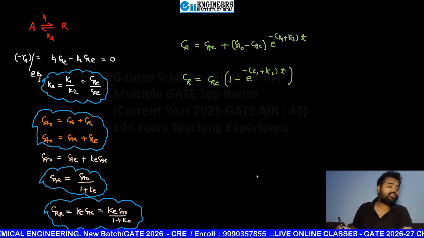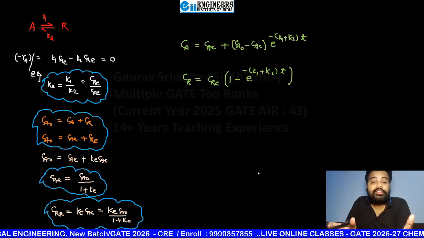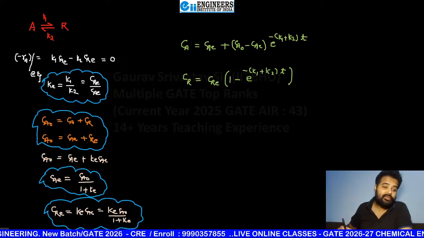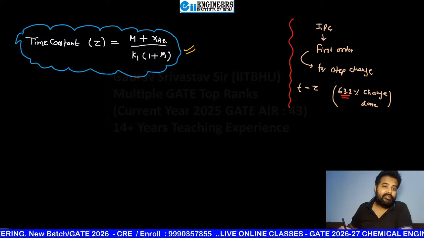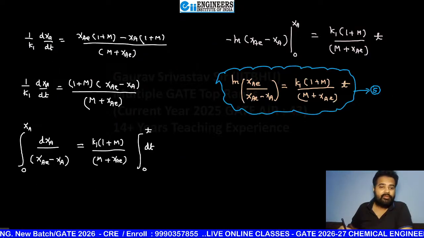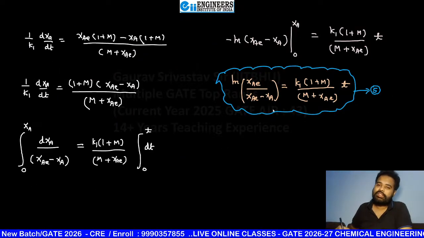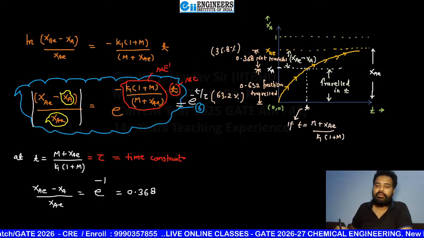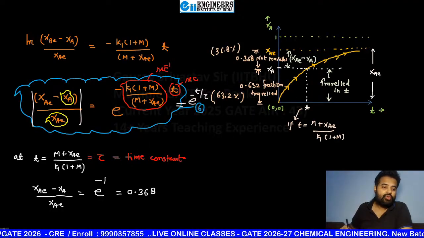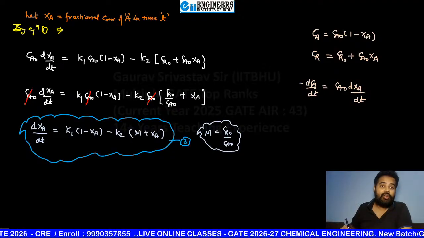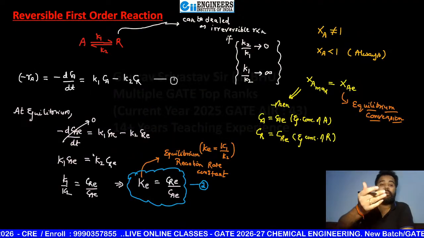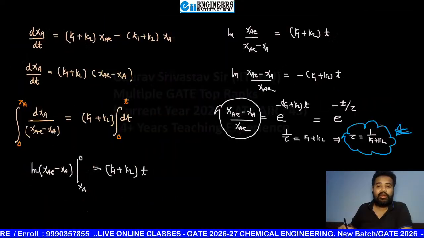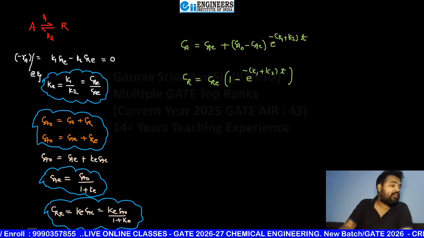Because in your examination they can also ask which one of the following is the right expression for CR. Now see, in the previous one there is no expression for CR, you just got XA versus time. So the same equation, but now we are dealing in a different manner, so that we can write the expression for CR as well as for CA.